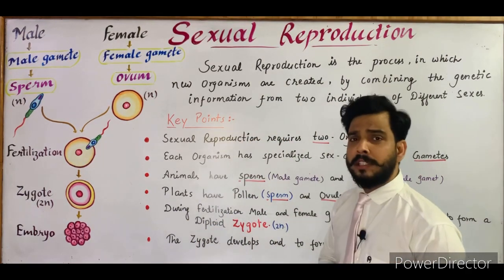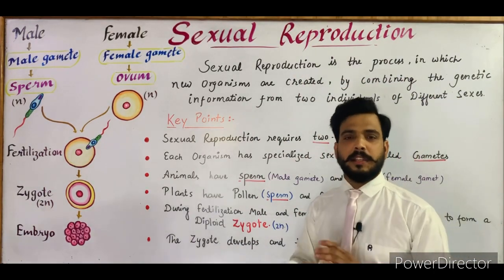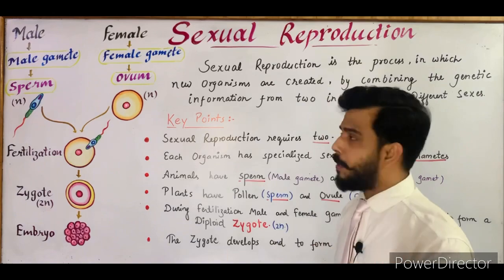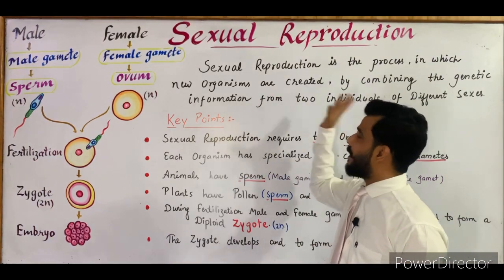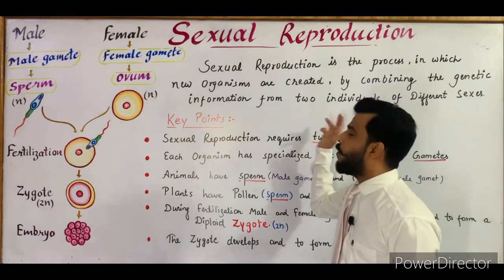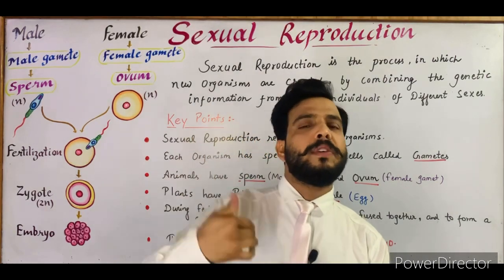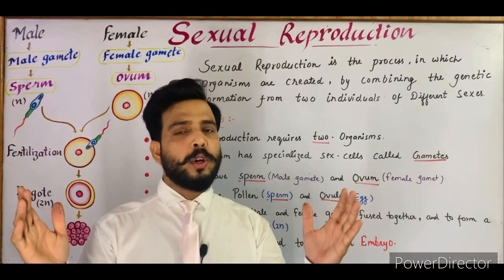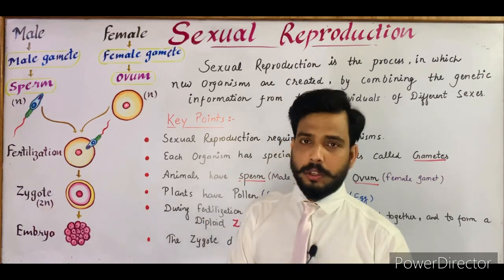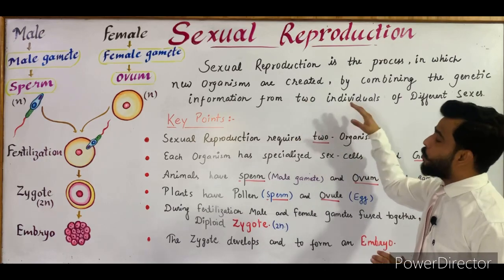Now, what is the definition? Sexual reproduction is the process in which new organisms are created. It is very important that as the result of reproduction, new organisms are produced. So, during sexual reproduction, new organisms are created by combining the genetic information of two individuals. The male passes its chromosomes and the female also passes its chromosomes. The chromosomes of male and female fuse together, meaning they are passing their genetic information into the zygote. So, during sexual reproduction, the genetic information passes from two individuals.